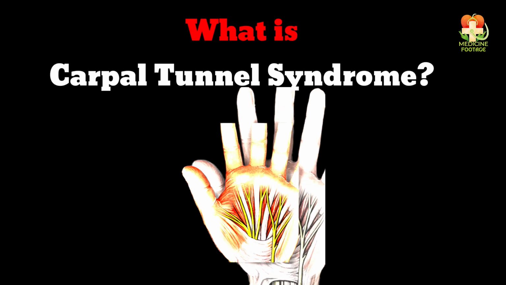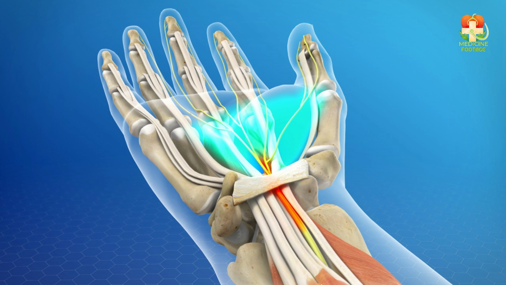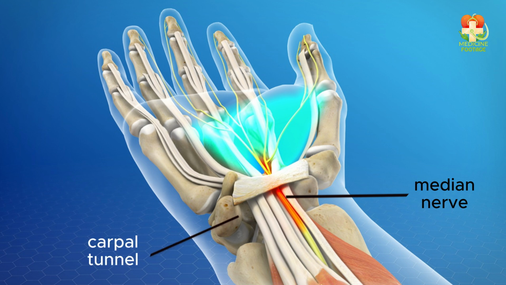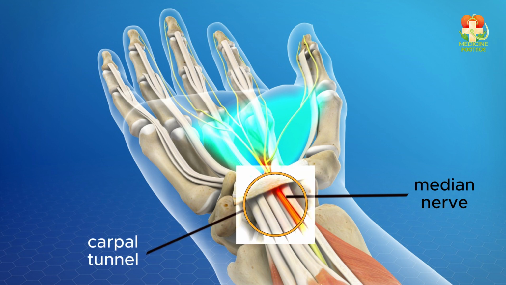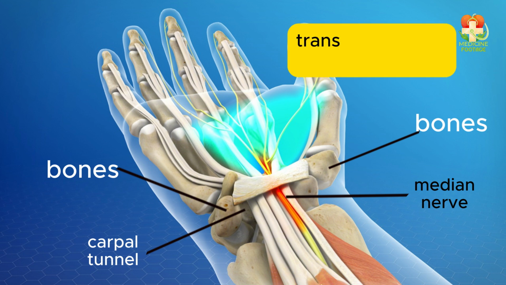What is carpal tunnel syndrome? Let's start with the basics. Carpal tunnel syndrome is caused by compression of the median nerve as it passes through the carpal tunnel in the wrist. This tunnel is a small, rigid passageway surrounded by bones and the transverse carpal ligament.